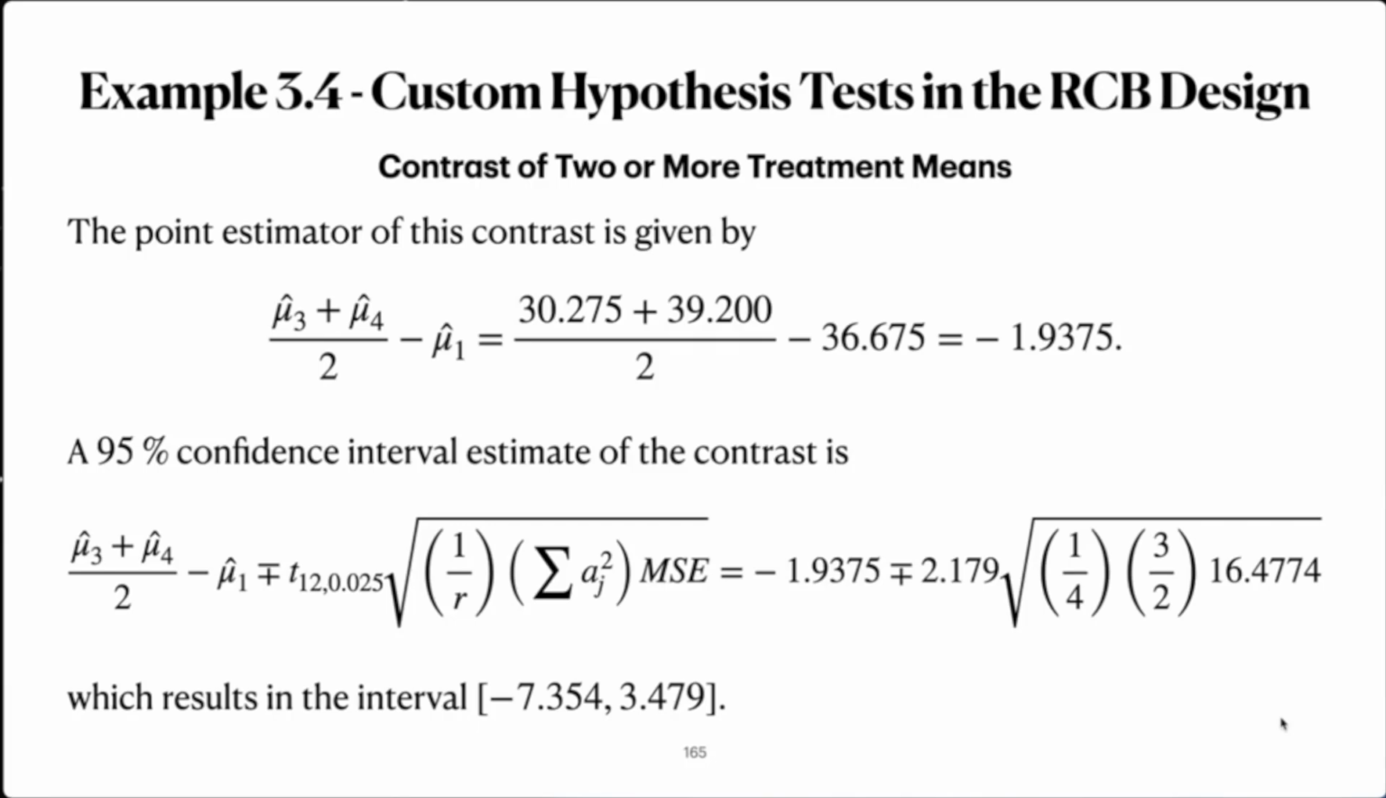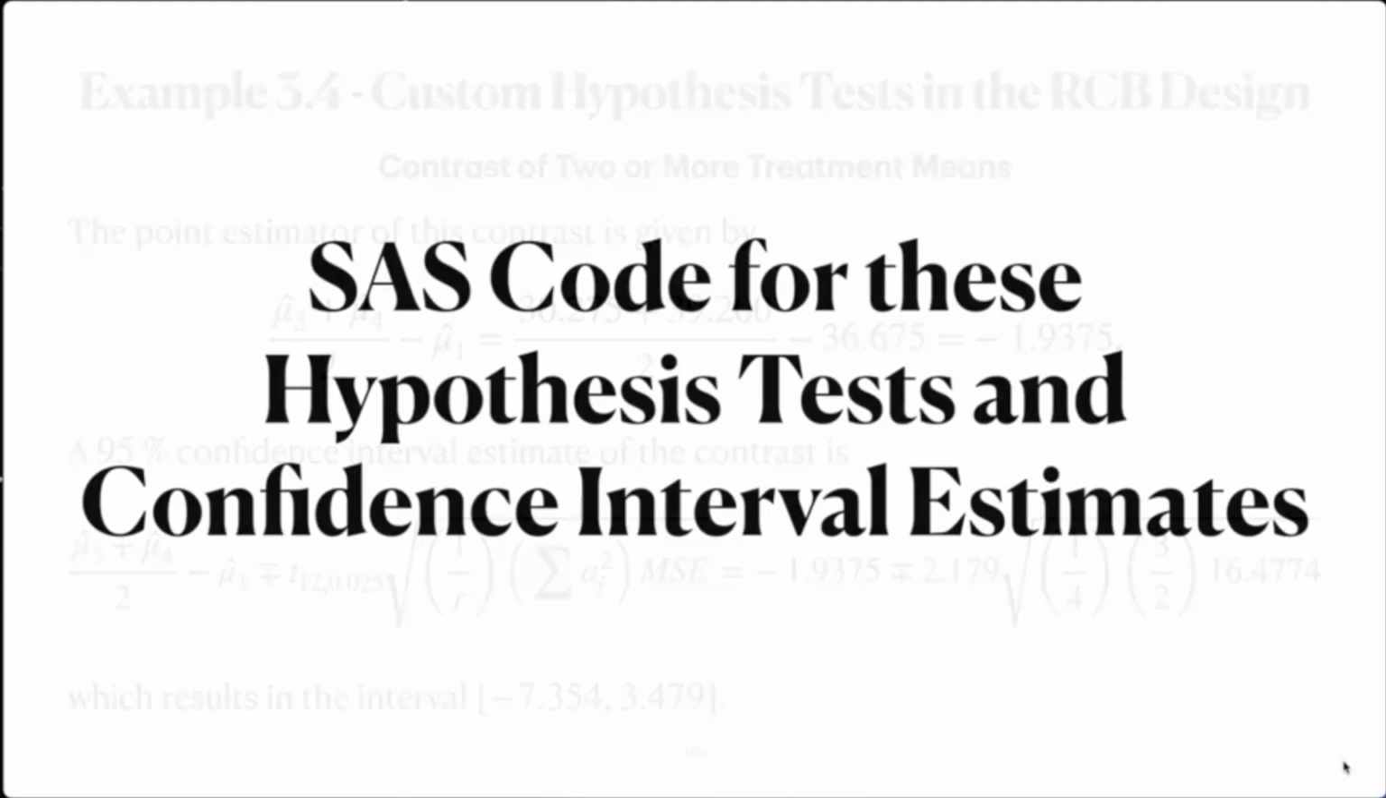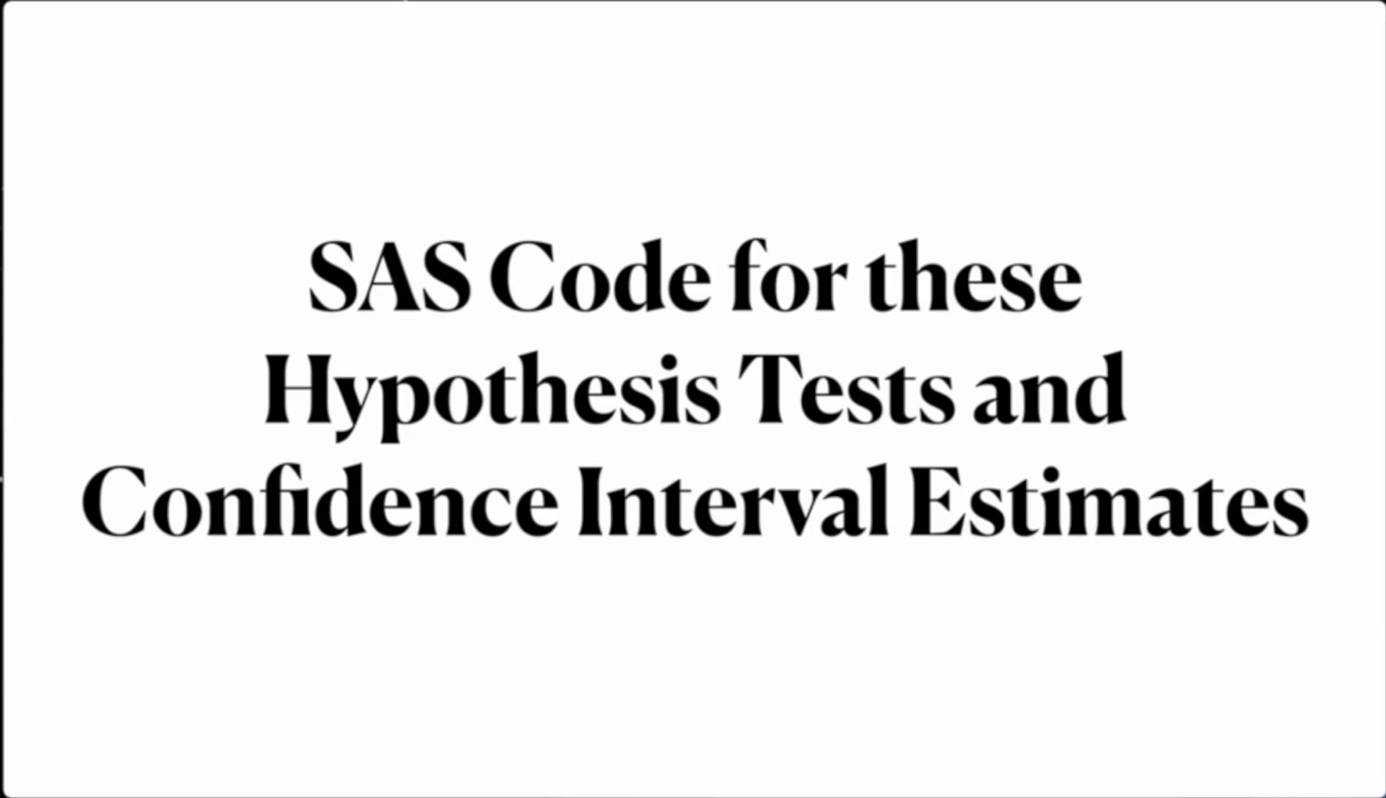On the other hand, if we're looking at a non-contrast linear combination of one or more treatment means, then things get more complicated in terms of calculating the test statistic itself. In addition, the true sampling distribution of the test statistic is unknown. Therefore, the reference distribution for the test is unknown, and so we're not able to know exactly what the critical point or points would be, so we have to approximate those.